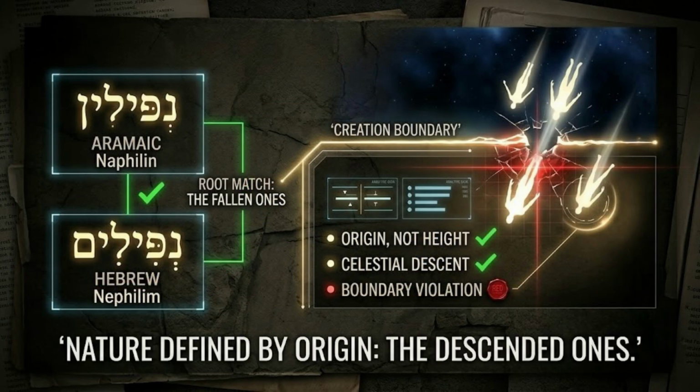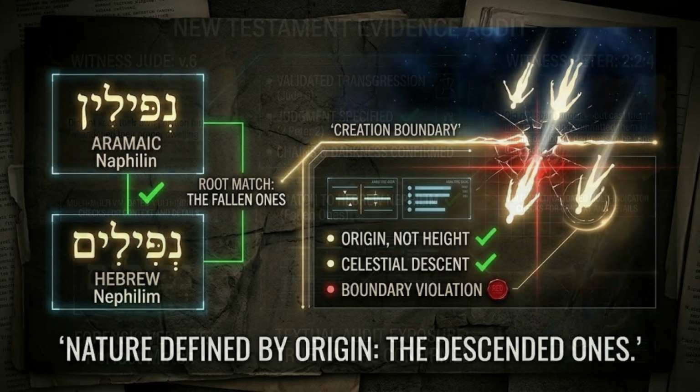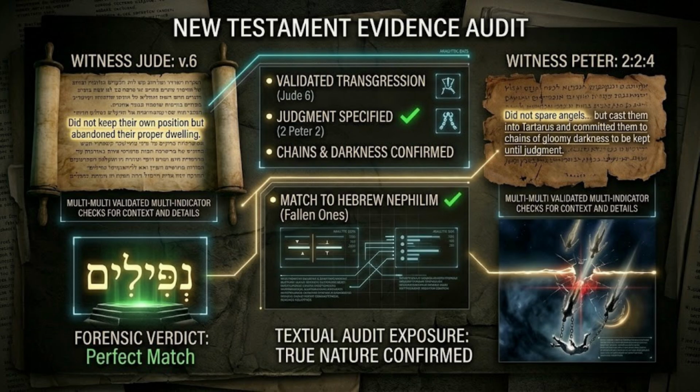The Aramaic term used in the Book of Giants and the Enochic tradition for these beings is naphalin, the same root as the Hebrew. The fallen ones, the descended ones. Beings defined not by height but by origin, by the fact that they came from above, that they should not have existed in the terrestrial realm at all, and that their very presence constituted a violation of the boundaries set at creation. Now add the New Testament to this chain of evidence.